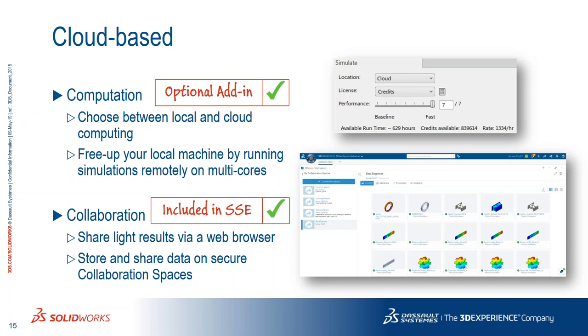Collaboration, of course, is embedded because we are talking about a cloud platform. So basically, you can share whichever results you want immediately on tablets and smartphones, because you are already on the platform, so you can access them in a web browser.